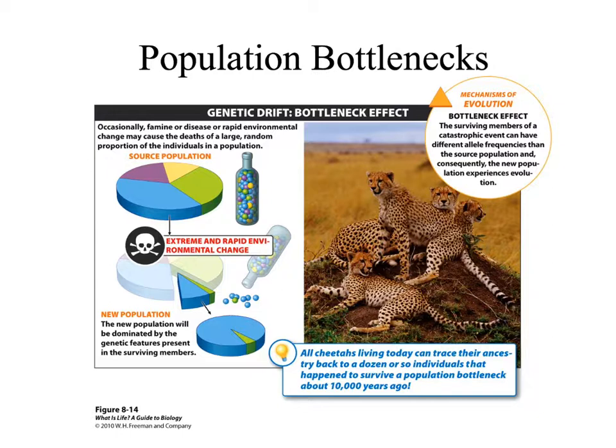A bottleneck effect has been seen in cheetah populations in Africa. Originally, the population had a great deal of genetic variation. After the bottleneck event, which was caused by human interactions, destruction of habitat, and humans hunting them, we see that the population now has very few alleles and that the variation is very low compared to that original population.